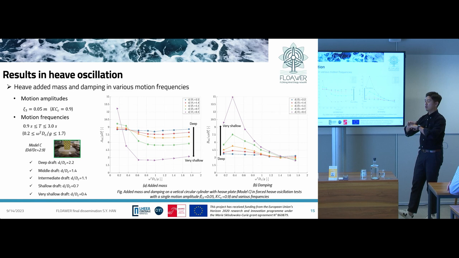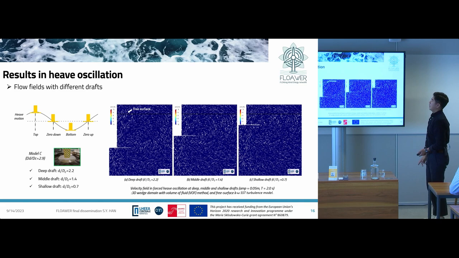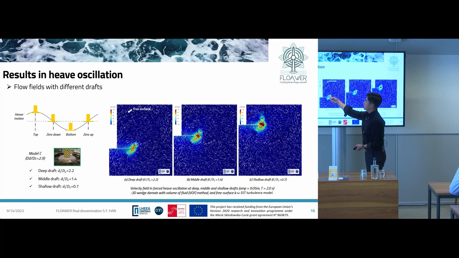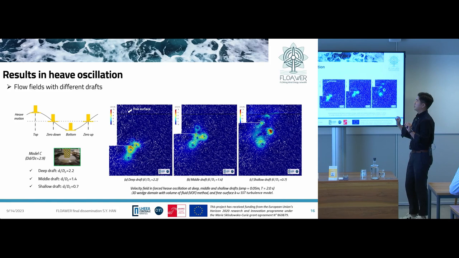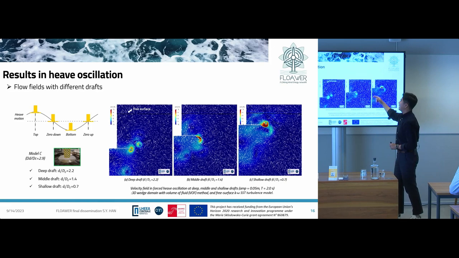And let's have a look in detail at these three points, which are the deep draft, middle draft and shallow draft, with the CFD. Now I did a CFD simulation with the wedge model, with the k-omega SST turbulence model. So we start to see that there is a strong flow separation around the edge of the plate. And especially, we could see that there is a very, very large amount of radiated waves at the shallow draft, but at the deep draft, we have almost no radiated waves. And all the vectors also indicate the flow directions.